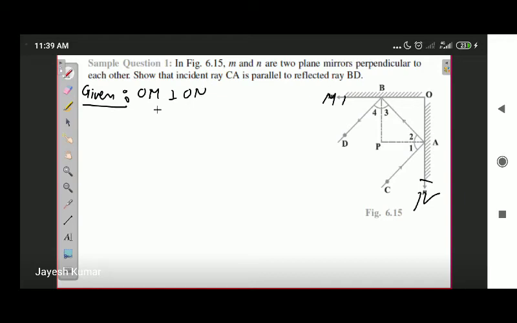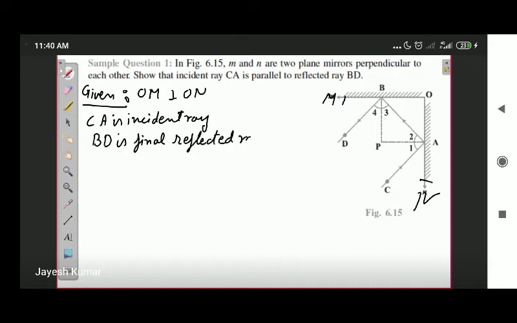Okay. So first of all, what is given to us is that both the mirrors are perpendicular to each other, and once again, like we had in that question, CA is the incident ray and BD is the final reflected ray. BD is the final reflected ray.